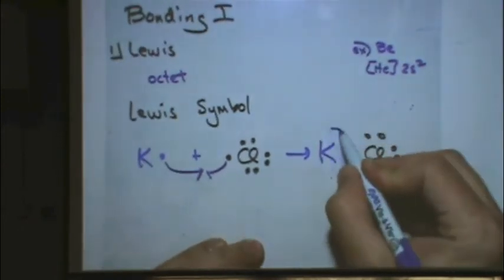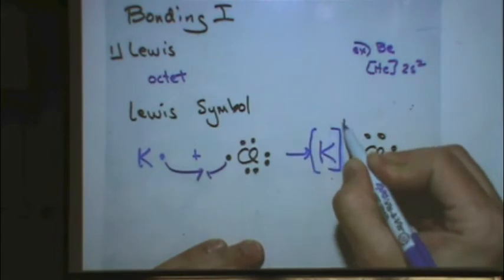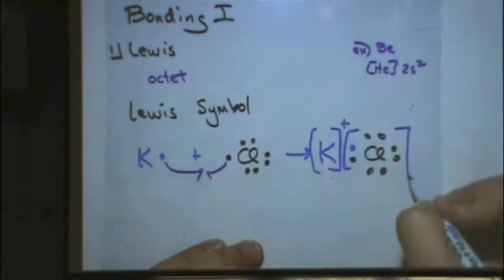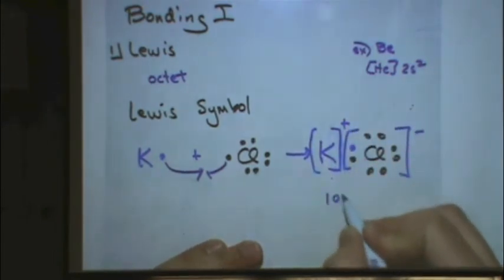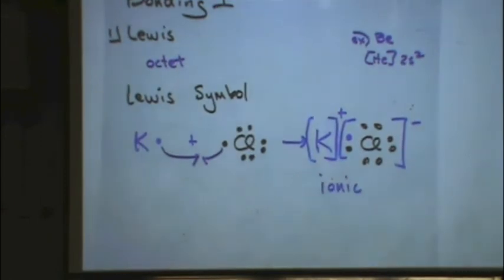So what you would have, I'll just put brackets around this, a plus charge, and this is a minus charge. And we call this ionic bonding, or a transfer of electrons. So whenever there's a transfer of electrons, that's ionic.